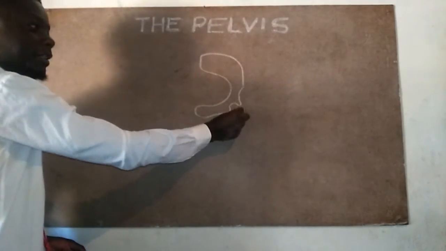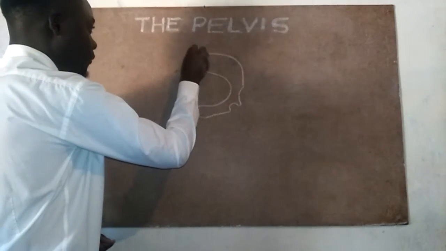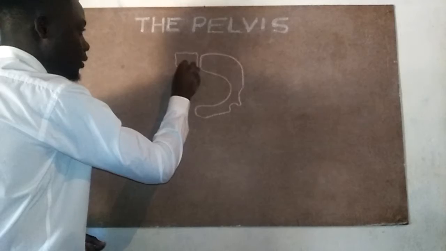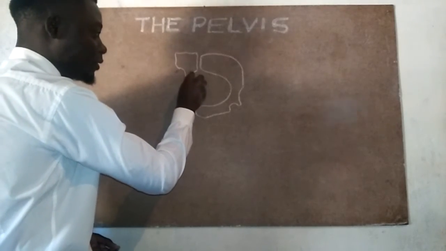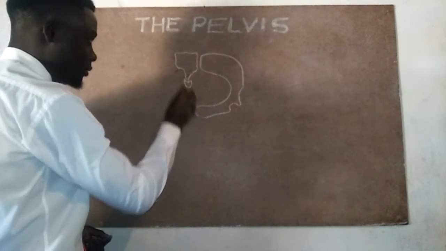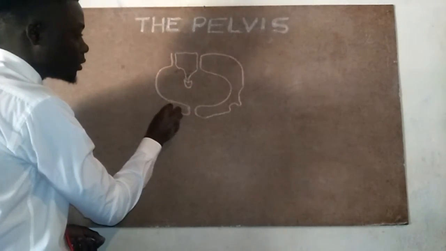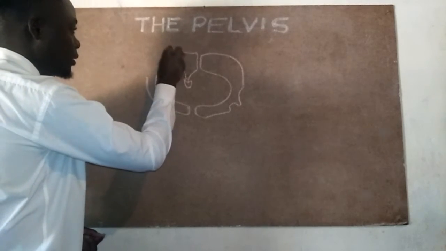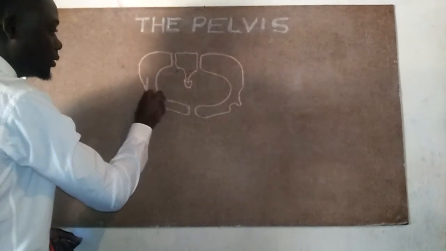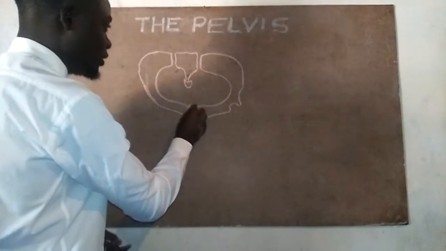Of course, this is the acetabulum, and this is the sacrum and the coccyx bone. Bear with me with the drawings. Also, it's the same on the other side. So this is the pelvis, and this is the pubic symphysis.